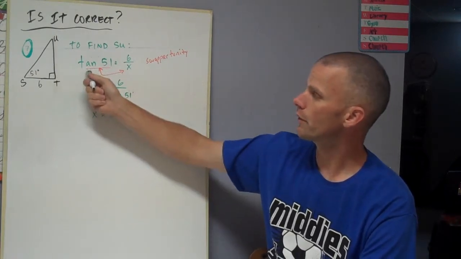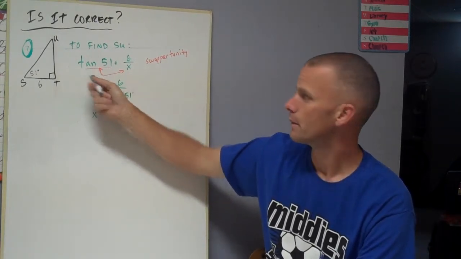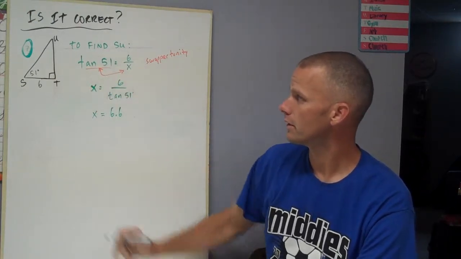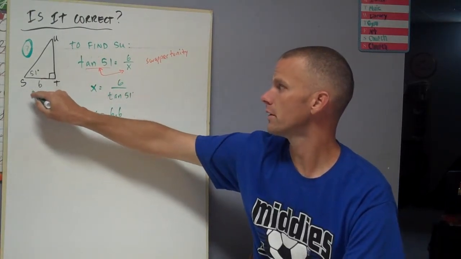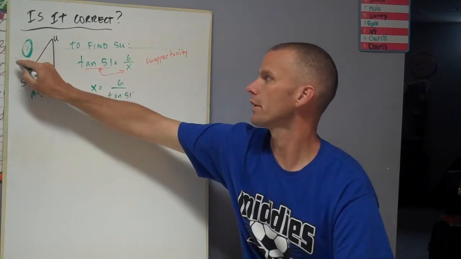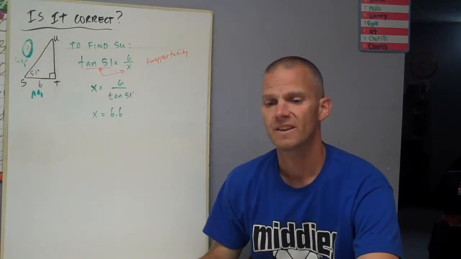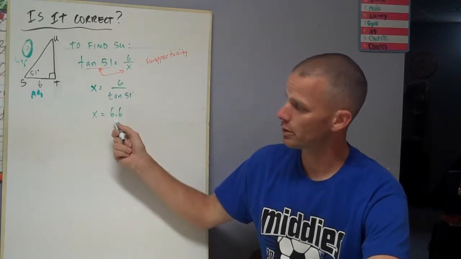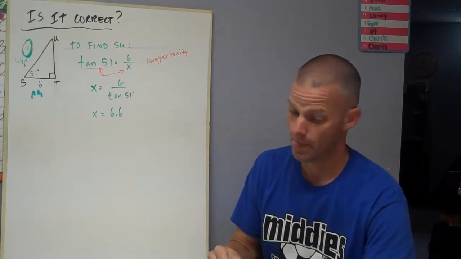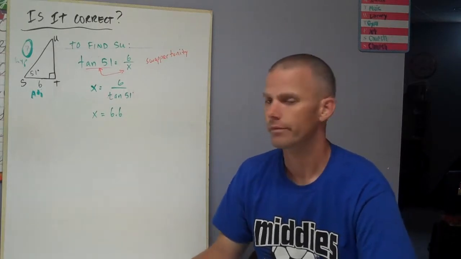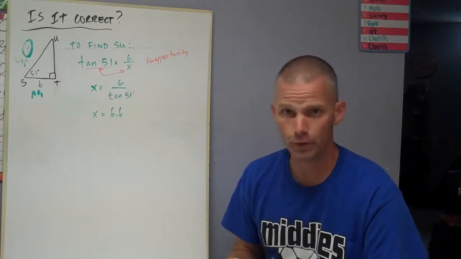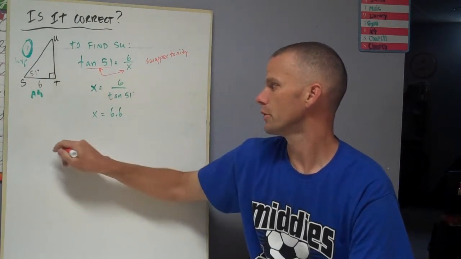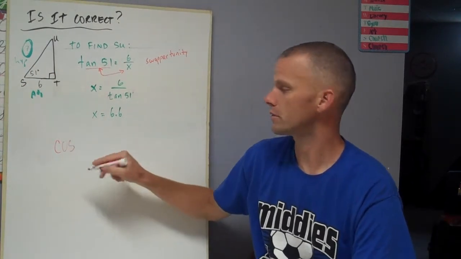Alright, so here we've worked out the tangent. The question is, well, this is a great way to go. Should we be using the tangent? I know the adjacent. I want to figure out the hypotenuse. Does it make sense that it's only 6.6 units? Hopefully at this point you said, no, this is not the correct solution. Adjacent, hypotenuse, we should be using the cosine.